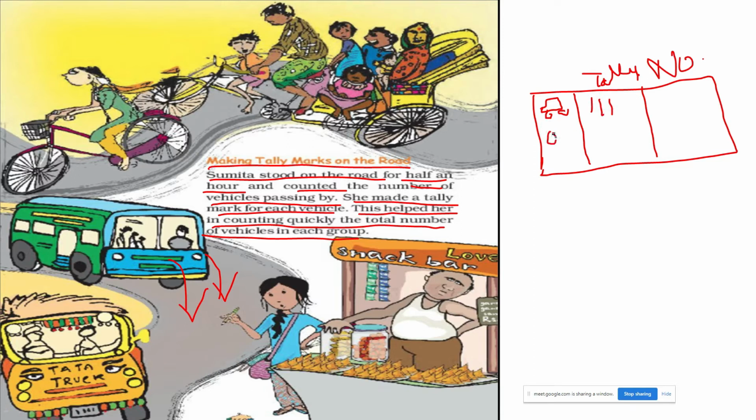Then cycles also. How many cycles are crossing on the road? How many motorbikes are crossing? She made the table, and after completing the table, she saw how many vehicles crossed within that half an hour. She was standing on the road, counting, and she recorded it in the tabular column.